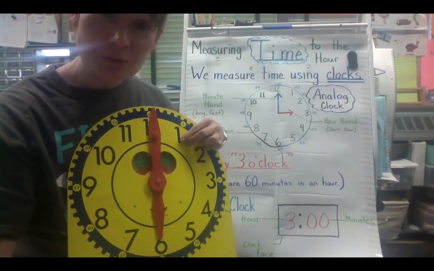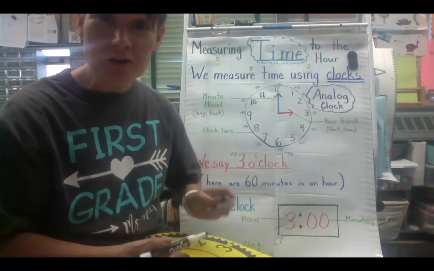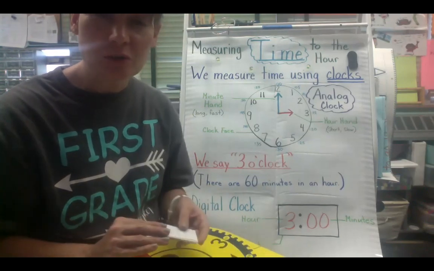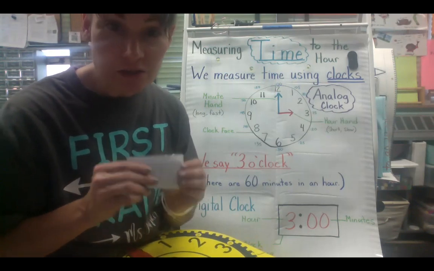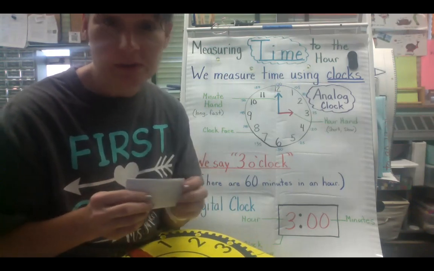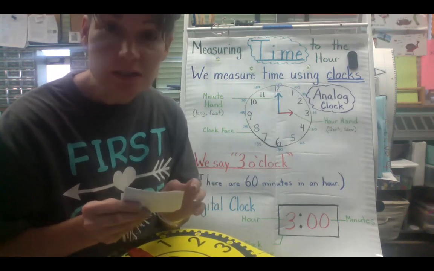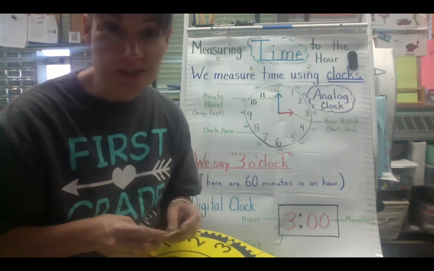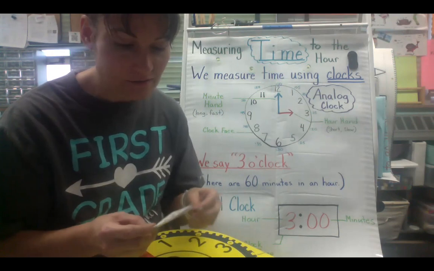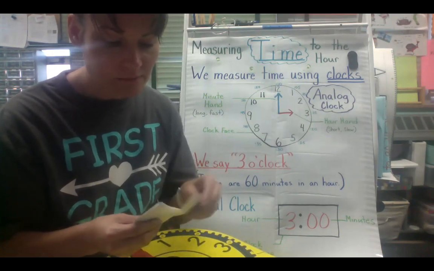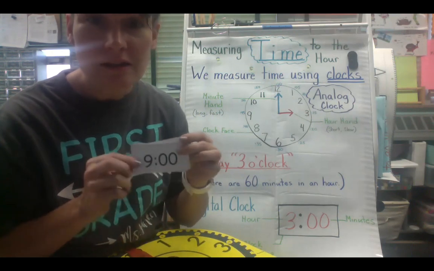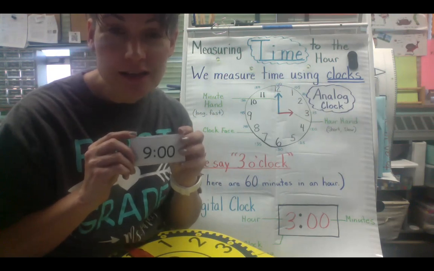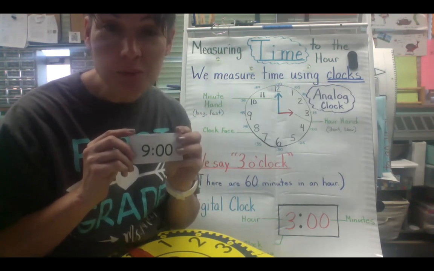Now, let's see if you can show me the time on your analog clock. I'm going to show you a time on my digital clock. I want you to show me that time using your analog clock. You can move your hands on your clock to show the time. Are you ready? Let's try it. Show me 9 o'clock. Take a minute and move your hands on your clock. 9 o'clock. What would that look like?